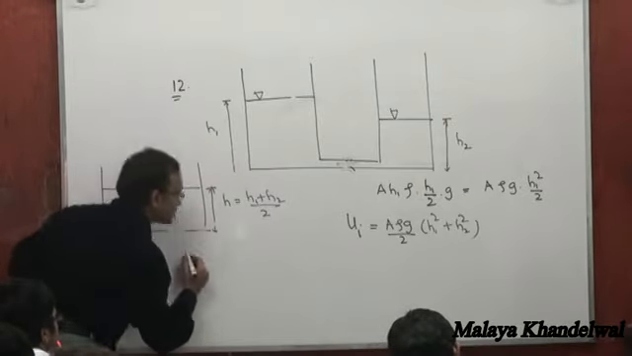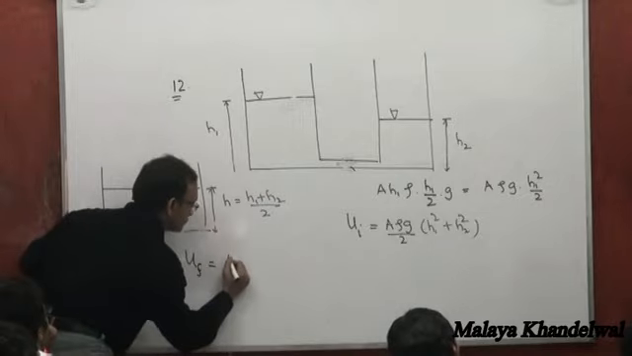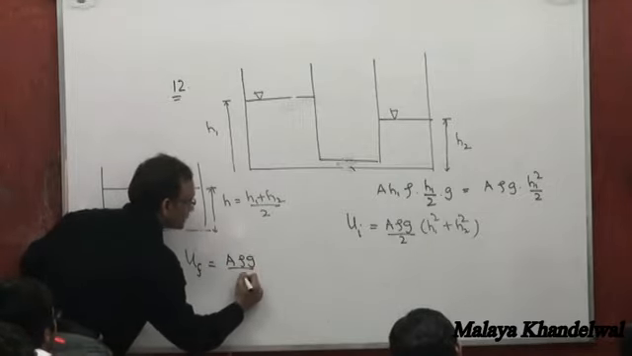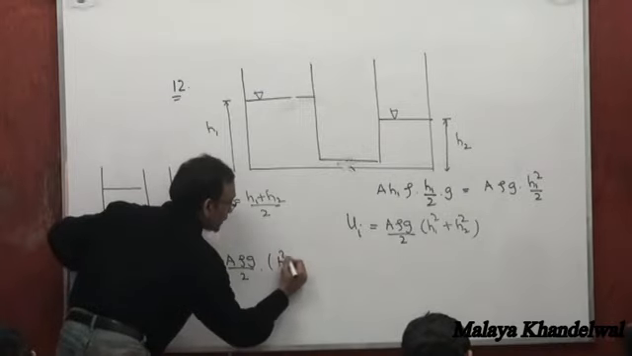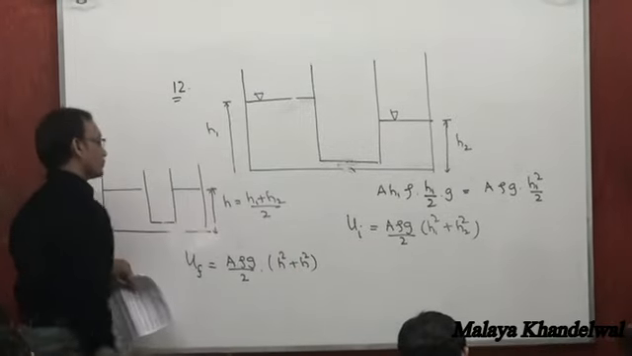What's the total final potential energy? A rho g by 2 into H squared plus H squared. Yes or no?